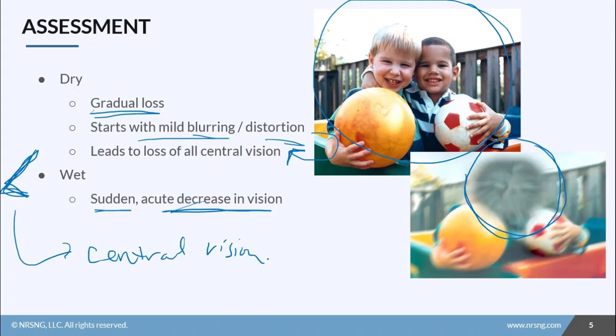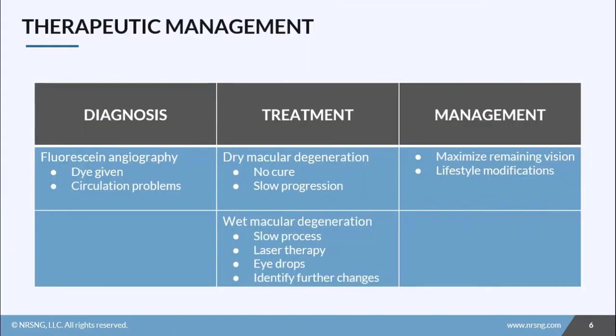And both of these, since it's a loss of central vision, both of these patients, whether it's dry or wet macular degeneration, they'll have problems with simple day-to-day tasks that you and I take for granted, like reading, writing, recognizing safety hazards, etc.